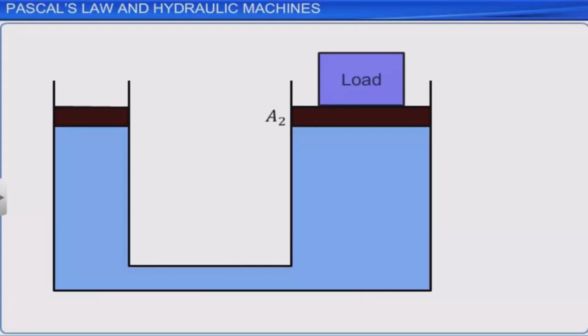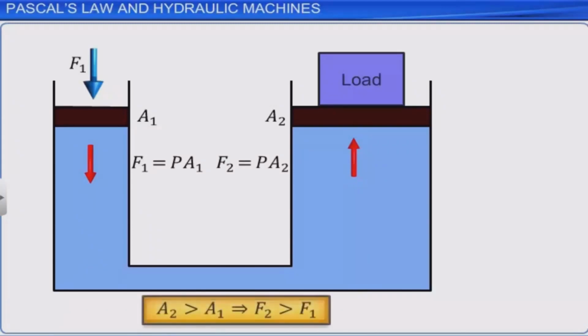A2. Let a downward force F1 be applied on the smaller piston A1. According to Pascal's law, this pressure, F1 divided by A1, is transmitted equally to the piston, where A1 is the area of cross-section of the smaller piston. As this pressure is transmitted equally to the large piston, the upward force F2 acting on the load is equal to the product of the pressure and the area of cross-section of the larger piston A2.